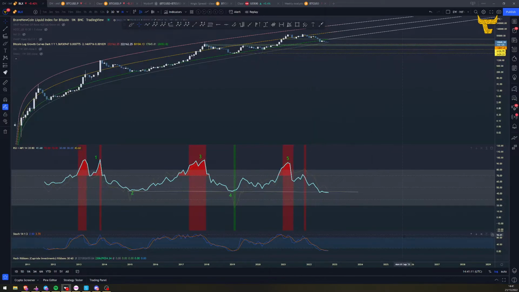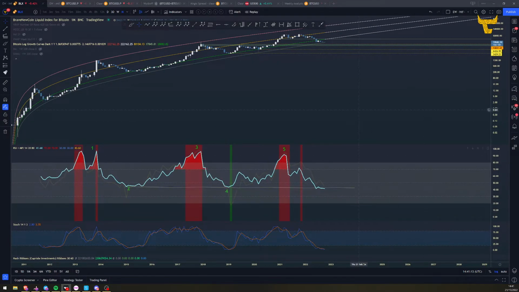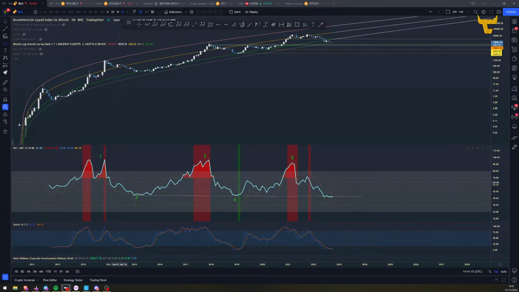Taking simply the simple oscillators that we may have here. RSI is at the very low that it has been in the past. Last time was at the lows of 2015 and 2019. And now that's where we are again.